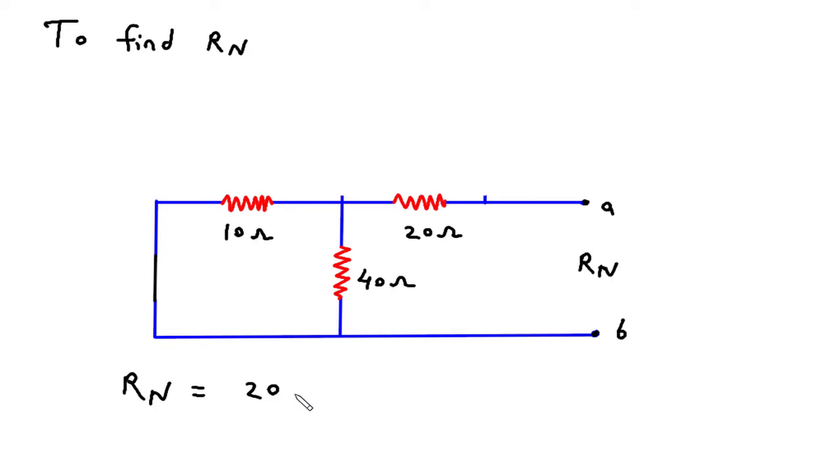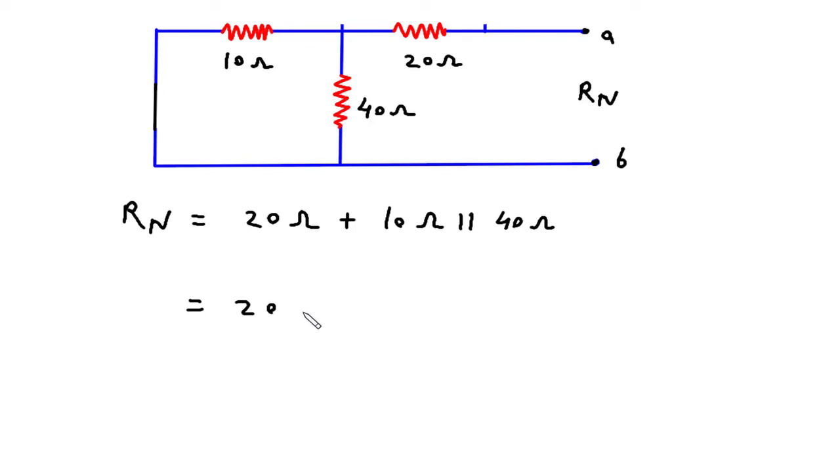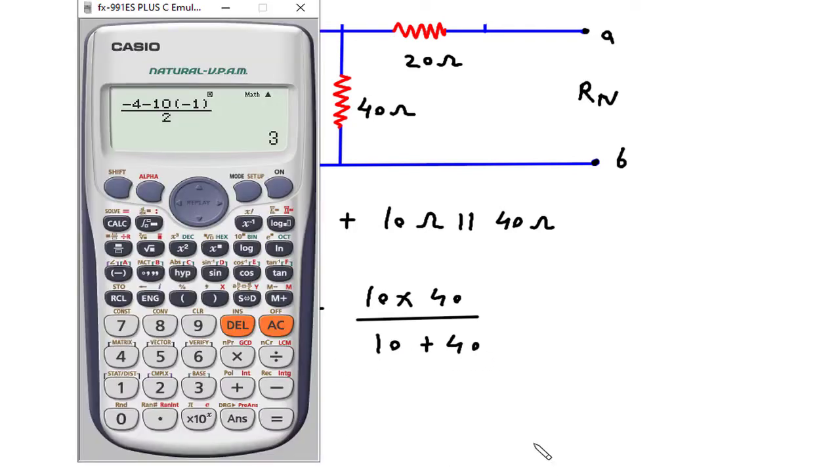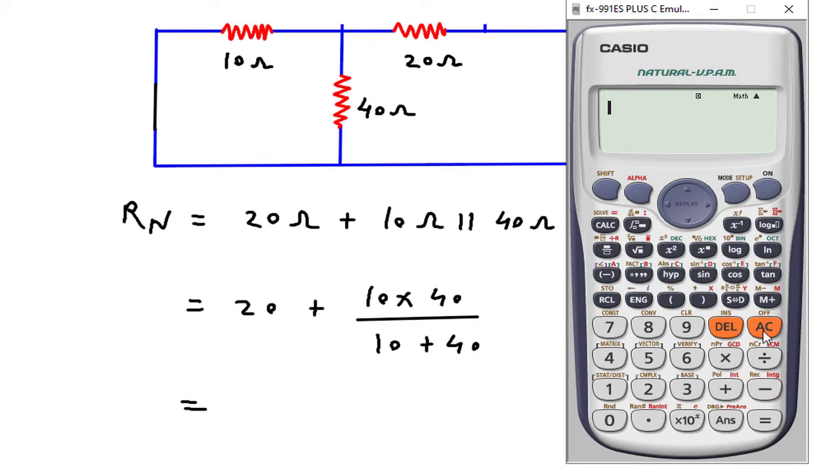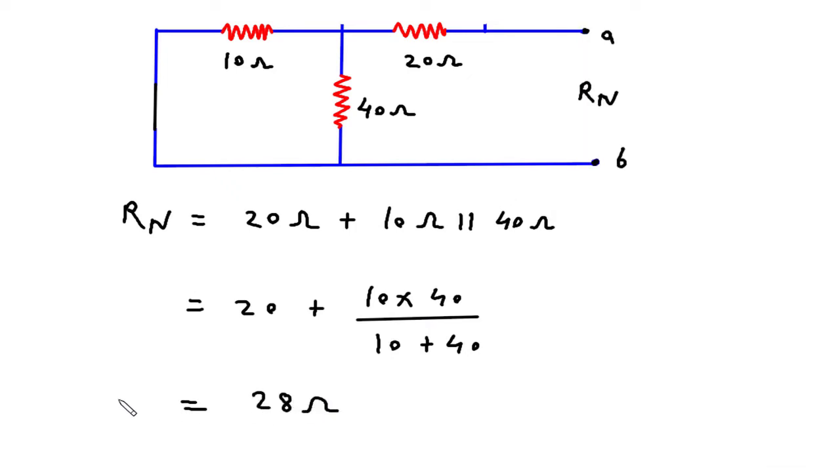20 plus 20 ohm plus 10 ohm parallel with 40 ohm. So this will be 20 plus 10 into 40 divided by 10 plus 40. So it is 28 ohm. 28 ohm is the value of Rn.